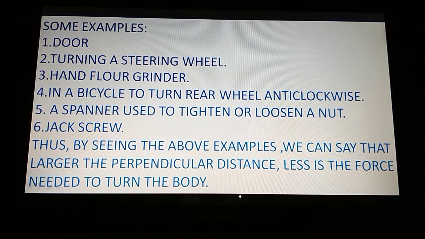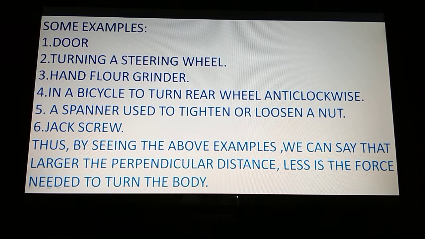The third is a hand flour grinder. The upper circular stone of a hand flour grinder is provided with a handle near its rim, so that it can easily be rotated about the iron pivot at its center by applying a small force at the handle. That's why it is an example of moment of force.